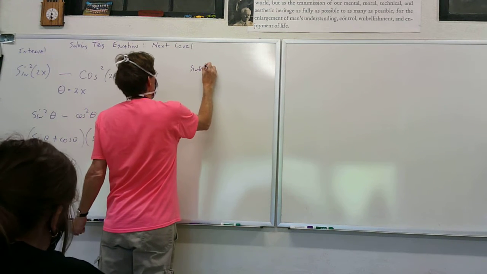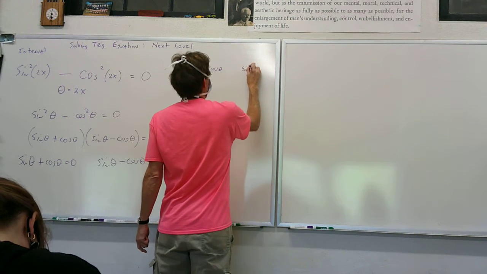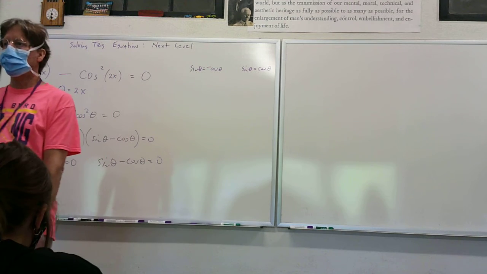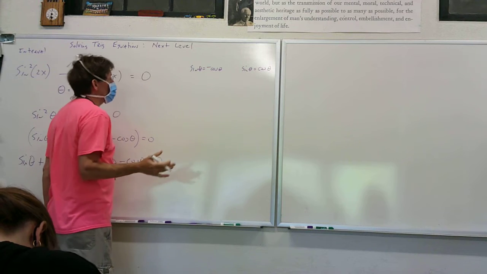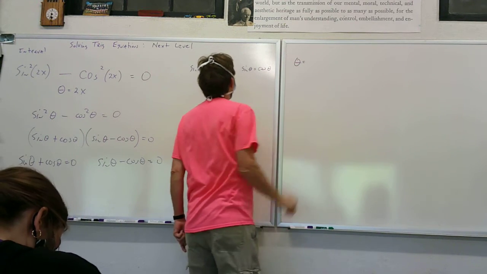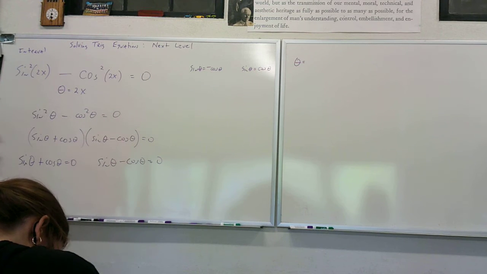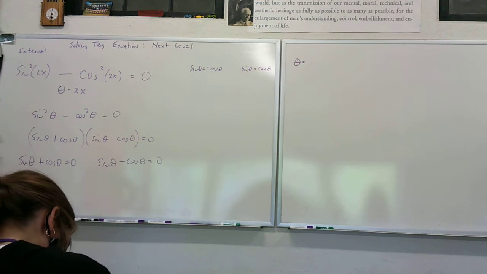Sine theta equals a negative of cosine theta. And sine theta equals cosine theta. We're about to get the theta values. We're not going to get the x values, we're just going to get the theta values. Theta equals. Where do sine and cosine equal each other? Pi over 4. Pi over 4 is one of them.